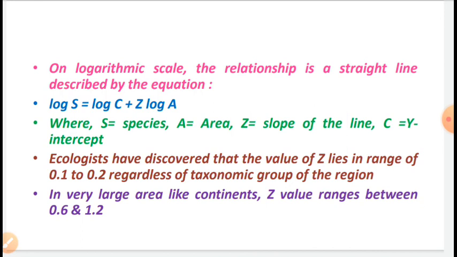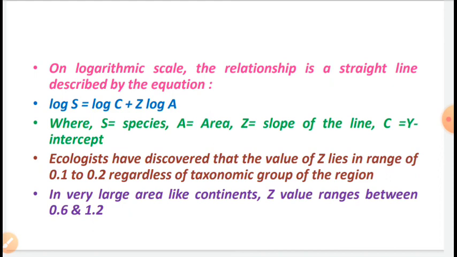Ecologists have discovered that the value of Z lies in the range of 0.1 to 0.2 regardless of the taxonomic group of the region, whether it is plants in Britain, birds in California or mollusca in New York State. The slope of the regression line is amazingly similar, between 0.1 and 0.2.